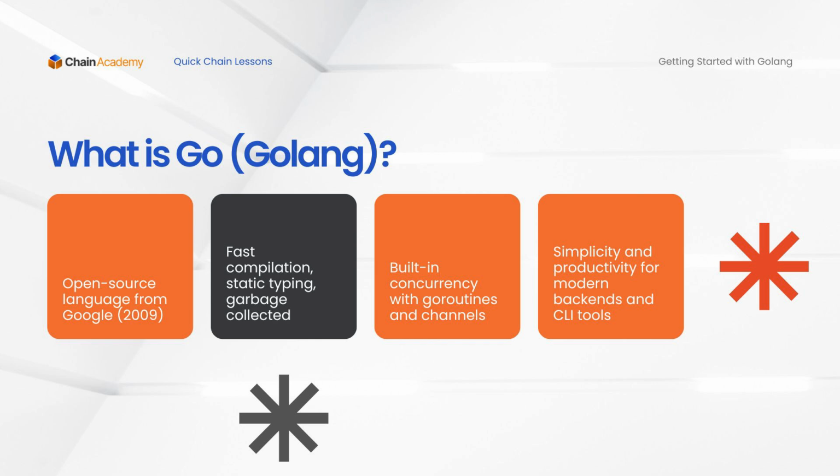Four things you need to remember when using Go. The first is that it is fast. It compiles to a single machine code binary, which means applications start quickly and run efficiently. The second, it is safe. It is statically typed, so the compiler catches many errors before your code runs. The third one is simple. The language is small on purpose. You will spend less time fighting syntax and more time solving problems.